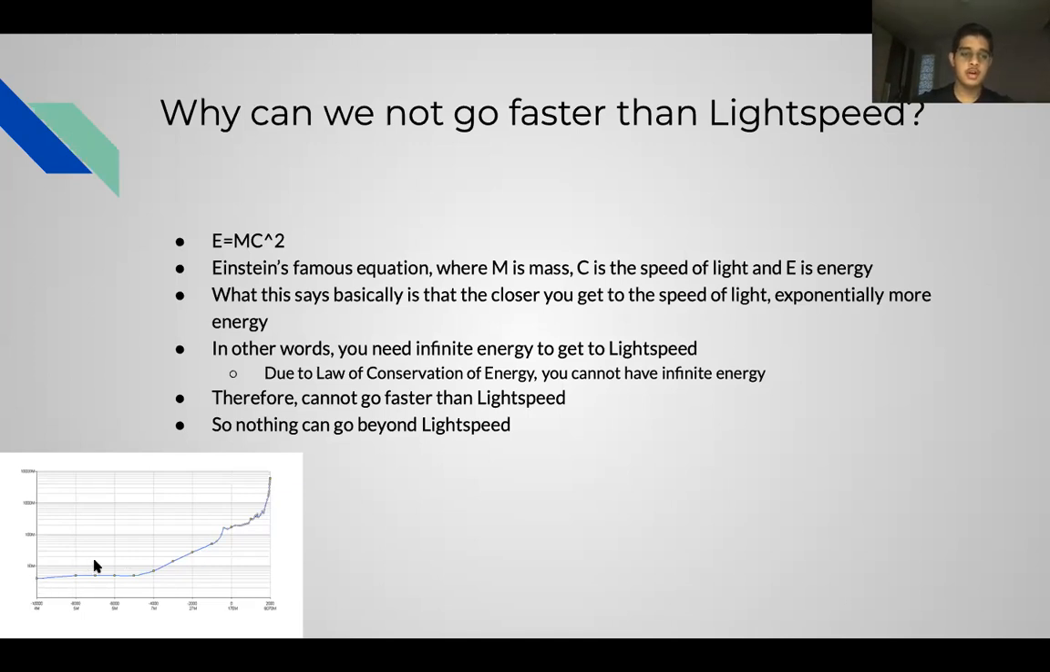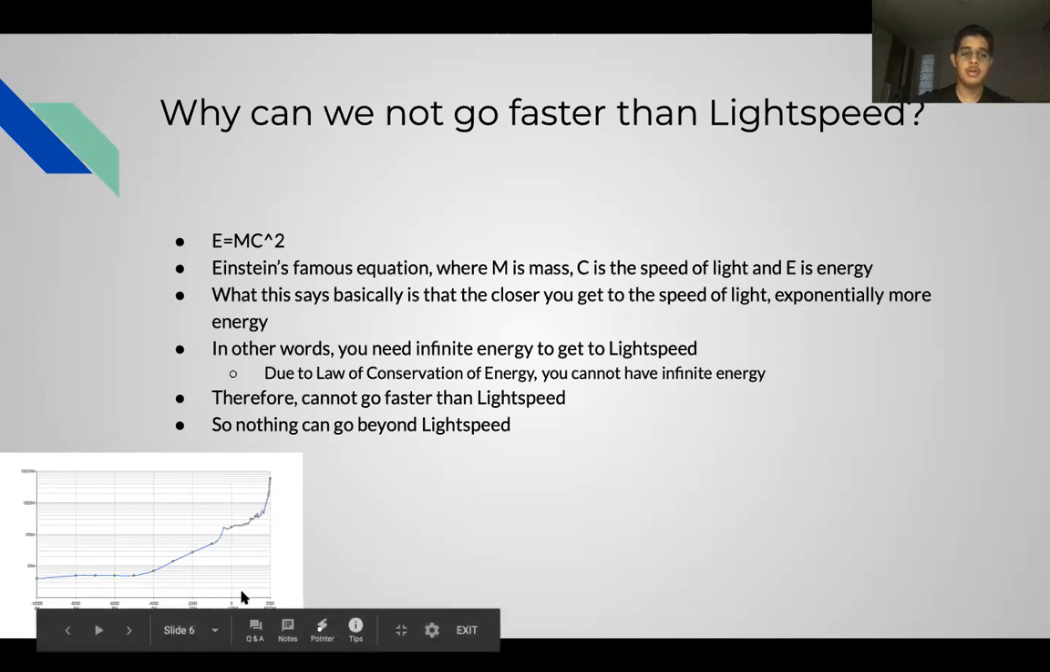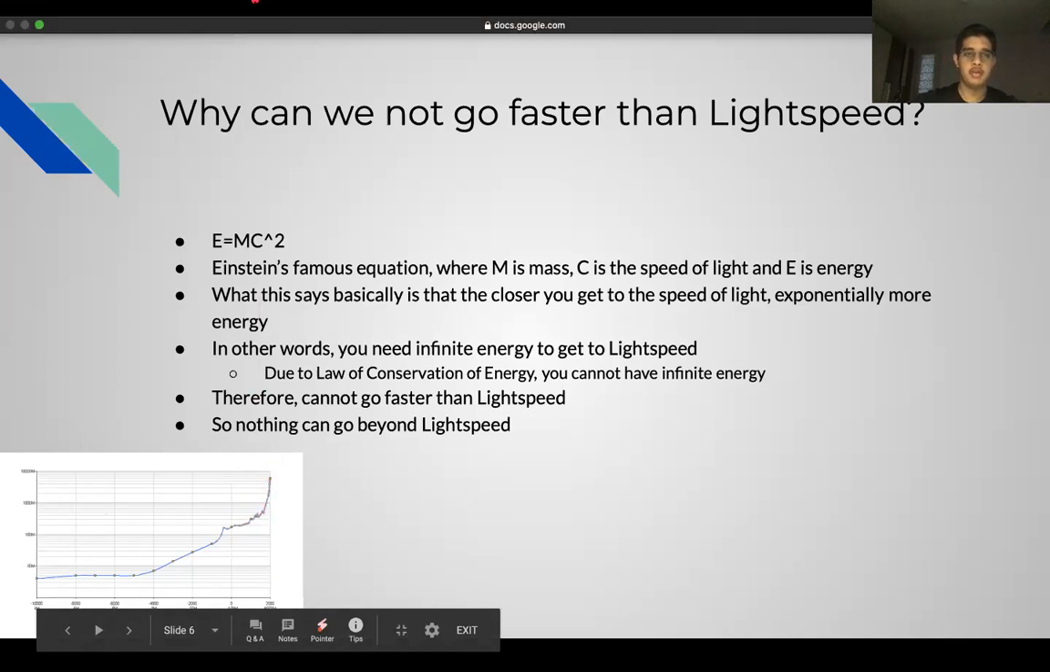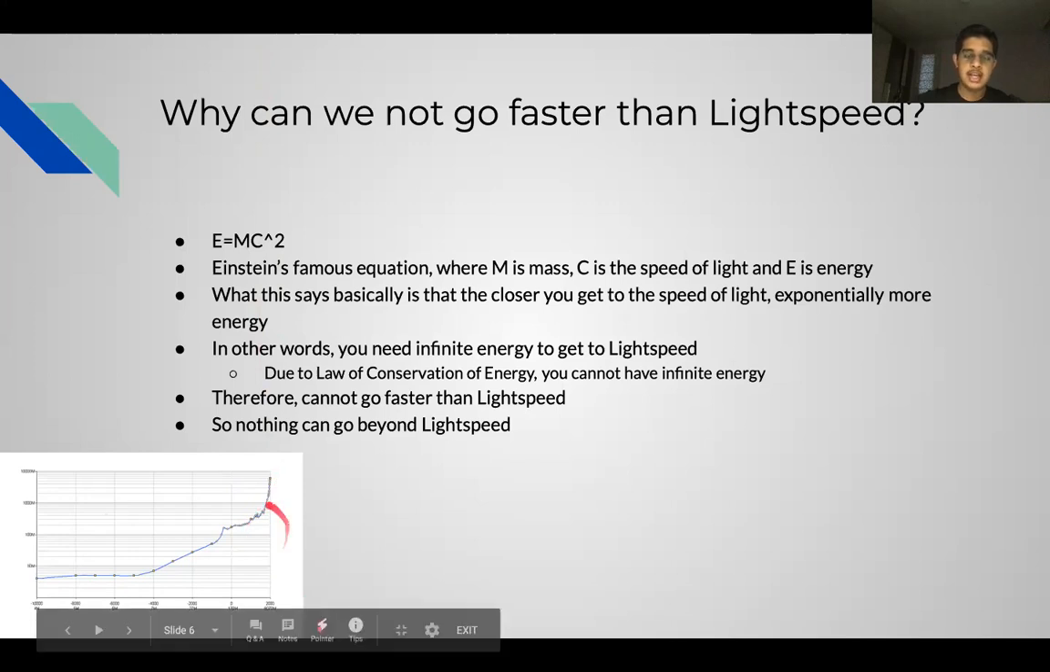So nothing can go beyond light speed. If you look at this graph down here, let's just imagine that this is energy, and this is the percentage of the speed of light. So this is approaching 100%, and this is pretty slow by comparison, okay? As you get closer and closer to the speed of light over here, you need more and more energy. You need to get to infinite, and this graph will only go up from here, which means that you need infinite energy to get to the speed of light, which is, as I said, impossible.